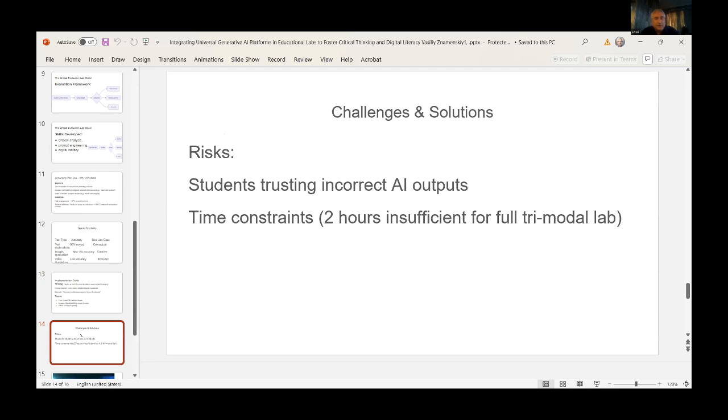Okay, now risks. What kind of risks do we have? Sometimes, of course, students can trust incorrect artificial intelligence system outputs. And time constraints. We give this class 2 academic hours. For some students, 2 academic hours is enough to work with text, artificial intelligence system, pictures, and video. But for some students, 2 hours is not enough.